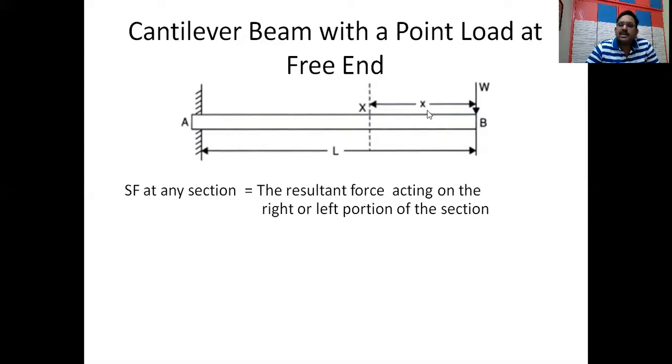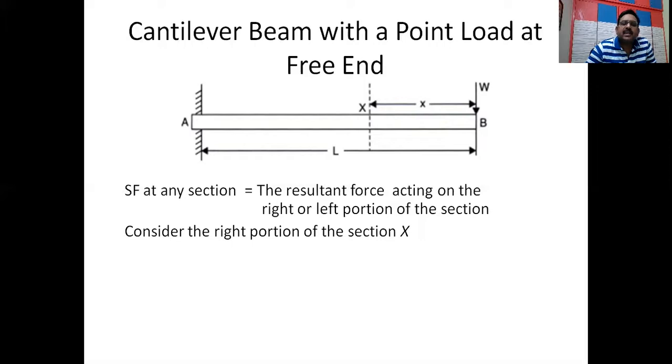So if I take this side, I will have a force here, so the resultant force will be W only. If I take the left side, here you will have a reaction. Reaction force is exactly equal to the single force here because it should balance. Therefore, this reaction is the resultant that we have to calculate. So basically, shear force at any section is the resultant force acting on the right or left portion of the section.